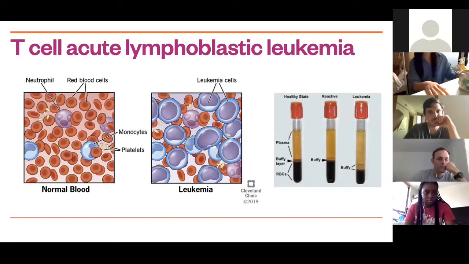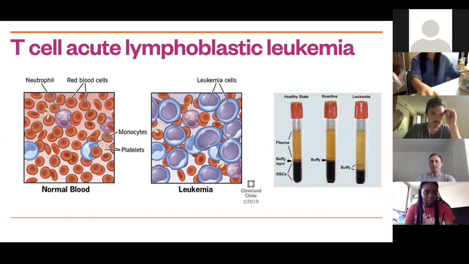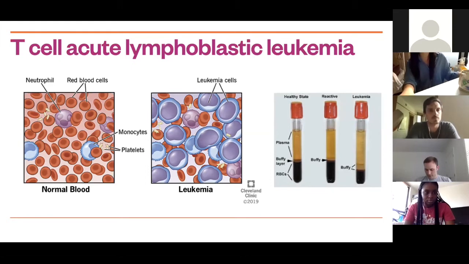The reactive state is, say, you have an infection of some sort, then your body produces a few more white blood cells to fight the infection. But you can see on the very right, in these leukemia patients, the buffy coat with all the white blood cells is much bigger than in healthy patients or even the patients with some sort of virus. And this is actually a mild case. If you have full-on T-ALL patients in the blast phase, they can be even larger than this. So it's very significant, and if untreated, it's definitely fatal quickly.